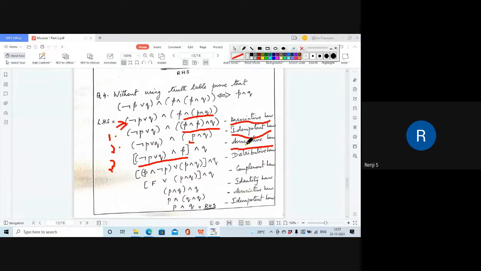Next, now here I am going to apply the distributive law. In the third step, I am going to apply the distributive law to get the fourth step. What is P and not of (P or Q)? That is of the form P and (P or Q).